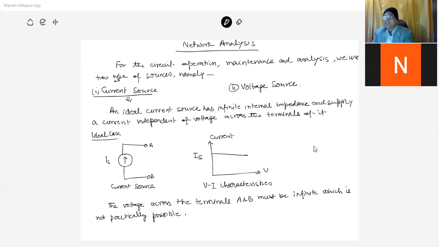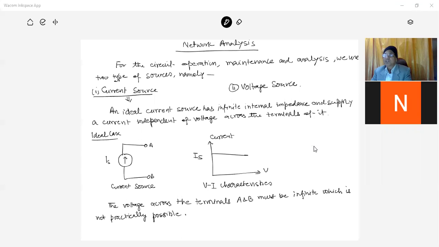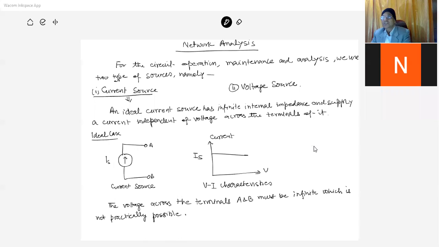नेटवर्क एनालिसिस में कोई भी सर्किट है तो उसको ऑपरेट करने के लिए हमको पावर चाहिए, पावर सोर्स। तो दो तरह के सोर्स का यूज करते हैं किसी सर्किट के अंदर, एक करंट सोर्स और दूसरा वोल्टेज सोर्स। तो लेट अस कंसीडर फर्स्ट इज करंट सोर्स। An ideal current source has infinite internal impedance, किसके, करंट सोर्स के, and supplies a current independent of voltage across the terminals.